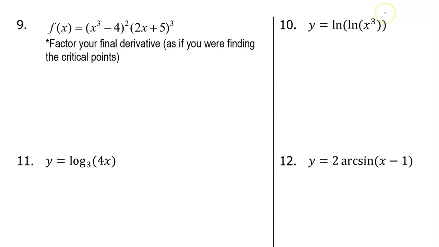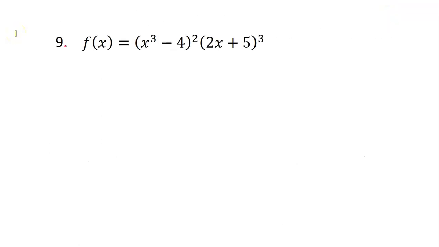To find the derivative in problem number 9, we will use the product rule. F of x is this yellow factor times this blue factor.